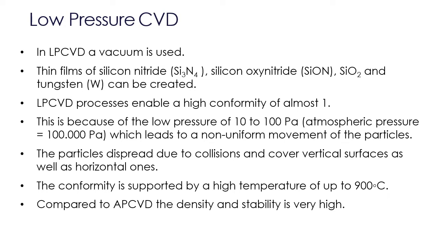This is because of the low pressure of 10 to 100 Pa, where atmospheric pressure is around 10^5 Pa, which leads to a non-uniform movement of the particles. The particles will disperse due to collisions and cover vertical spaces as well as horizontal. The conformity is supported by high temperature. Compared to APCVD, this is double the temperature, around 900 degrees Celsius. Compared to PECVD, the density and stability will be higher.